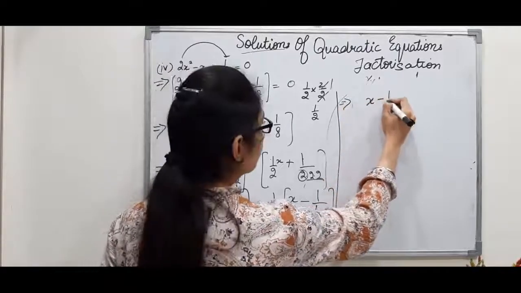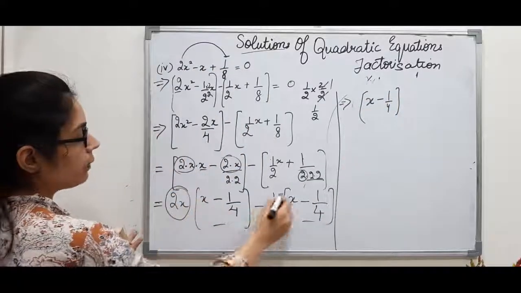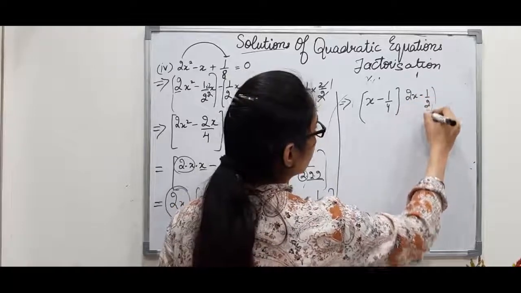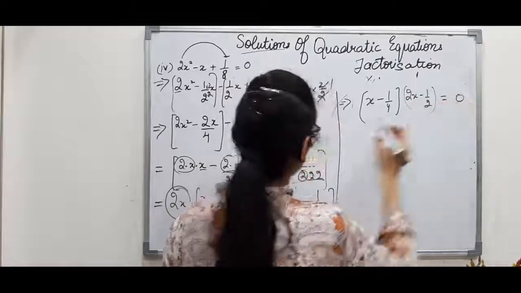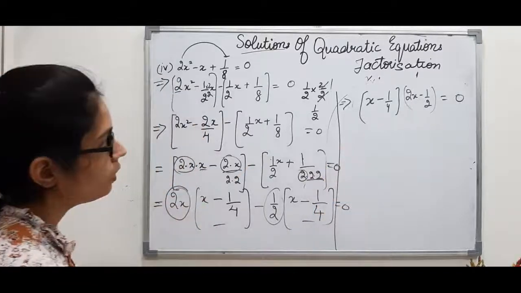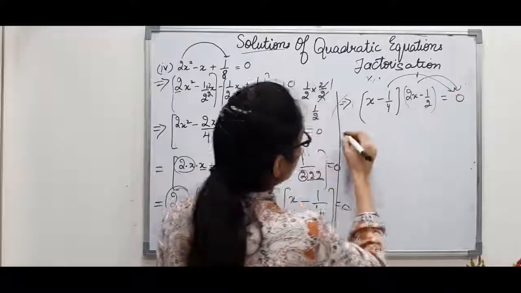First x minus 1 by 4, and now the remaining term 2x minus 1 by 2. I will put the bracket equal to 0. So everything is equal to 0, all the terms, which means this term is also equal to 0 and this is also equal to 0.